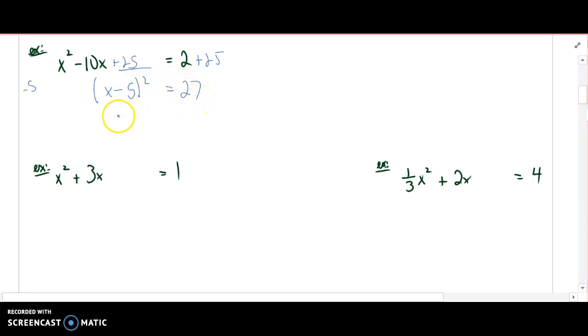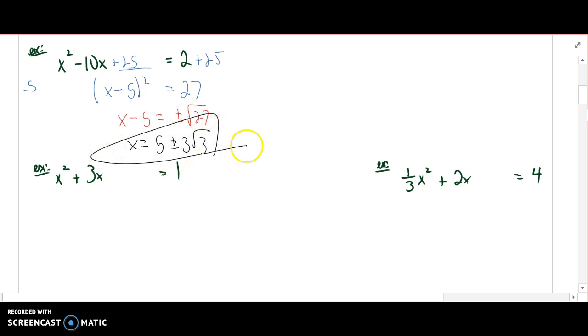Take the square root of both sides, so x minus 5 equals plus or minus the square root of 27. And then lastly, add 5 to both sides. X equals 5 plus or minus the square root of 27, which breaks down to 3 root 3.